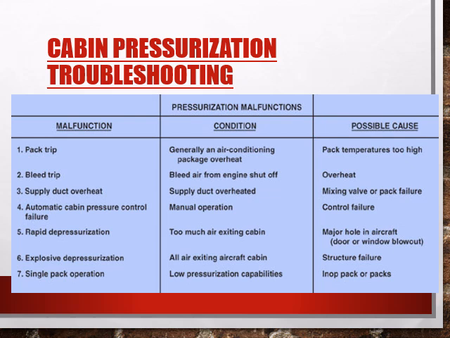Troubleshooting involves checking cabin leaks, valve operation, and system response to altitude changes. Improper pressurization can result in discomfort or even danger at high altitudes, so periodic checks are essential.